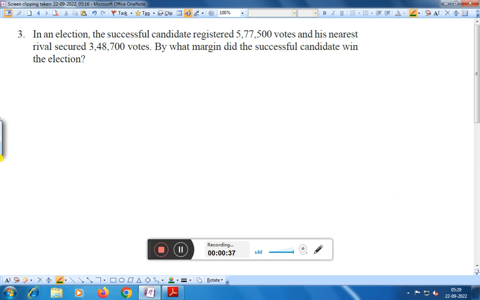It is very easy. The candidate registered 577,500 votes and his nearest rival secured 348,700 votes. By what margin did the successful candidate win the election? That means you have to subtract the numbers, right? The successful candidate, here, the solution will be like this.